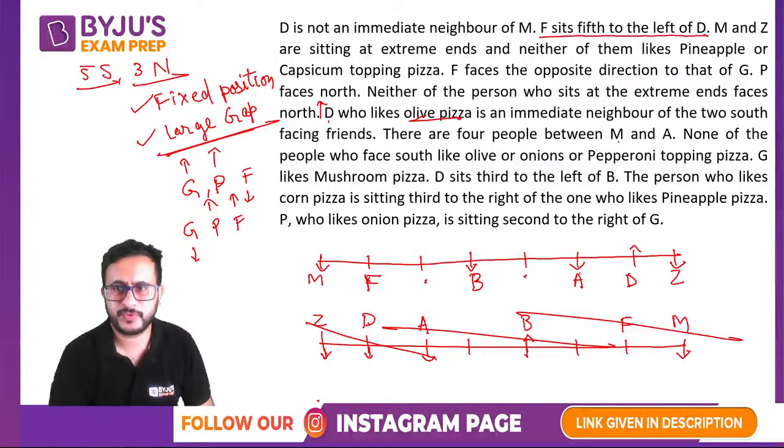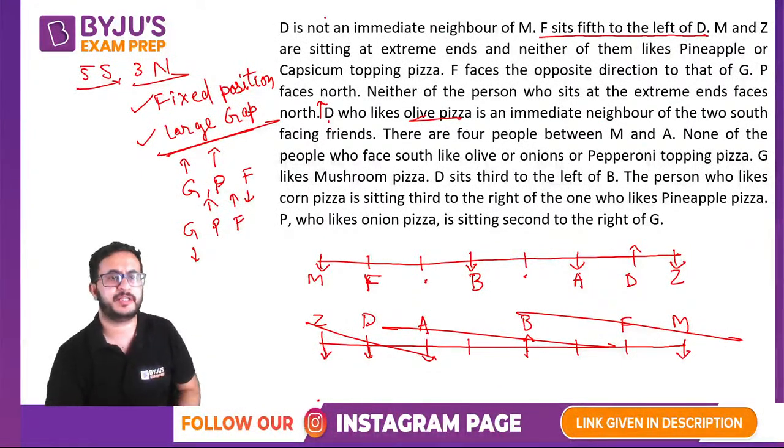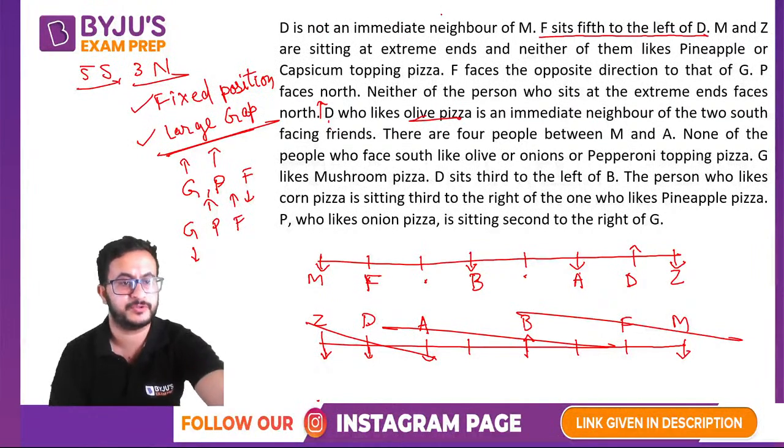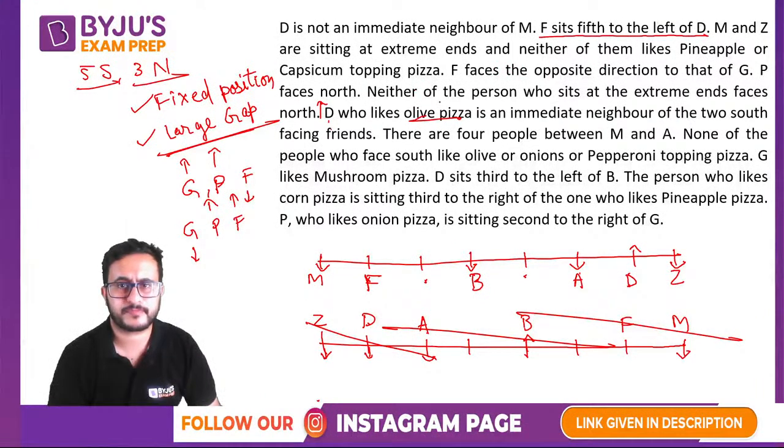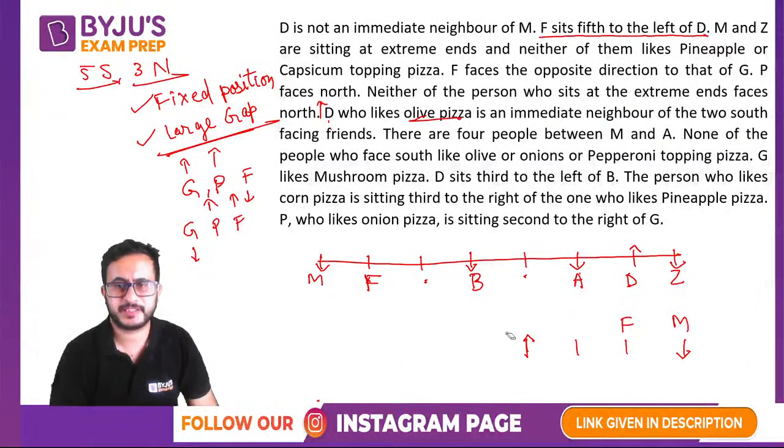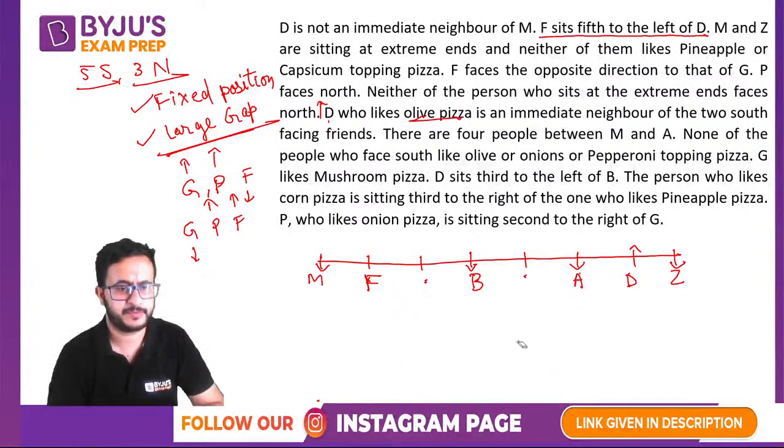Okay, so next let's do one thing. Let's start putting the names of the pizzas also. Maybe that will help us to find out those people. D likes olive, so this is olive. Anyway, the directions of these five are fixed. Only three people are left.